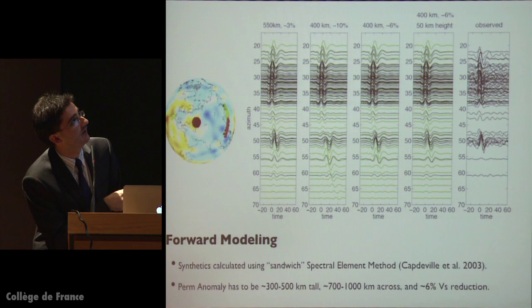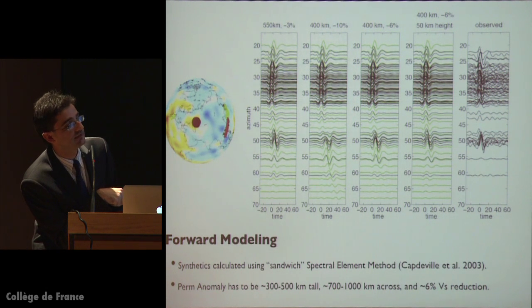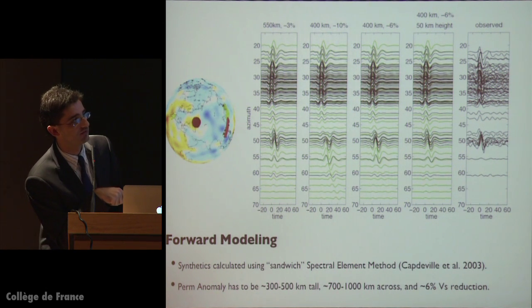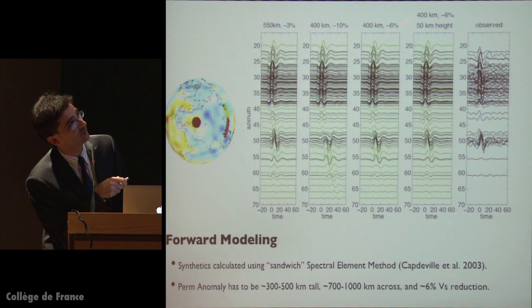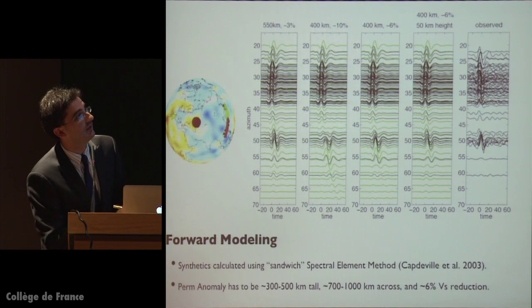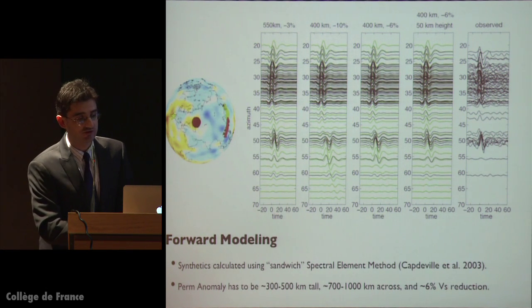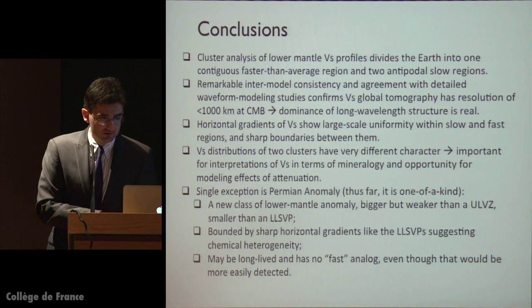If you look in detail, you can see that an anomaly that's somewhere between 300 and 500 kilometers tall and 700 to 1,000 kilometers across, with about a 6% reduction. If it's 10%, the waveforms don't look the same, and if it's 3%, the travel time reductions are not enough. So it seems that this anomaly is about 6% slow and about 300 to 500 kilometers high.